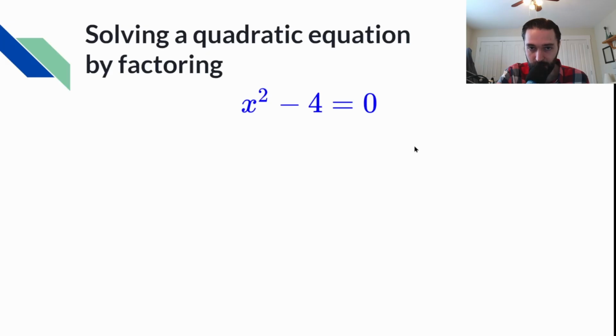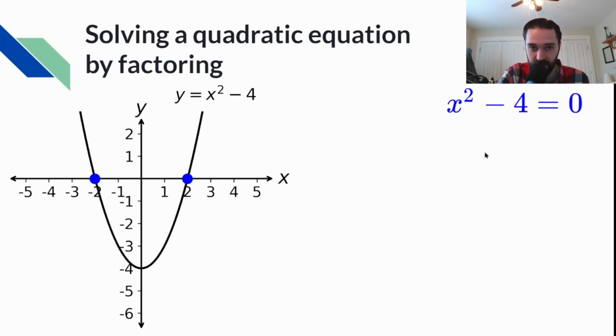But now let's try a different problem. Let's try to solve x squared minus 4 equals 0. Once again, the left-hand side is factorable. This is the difference of squares, so we can solve it that way. But first, let's take this equation to the right of the screen so that we can visualize what we're actually doing. What we're doing is we're finding the x-intercepts of the equation y equals x squared minus 4. We're looking for the x values of these blue points.